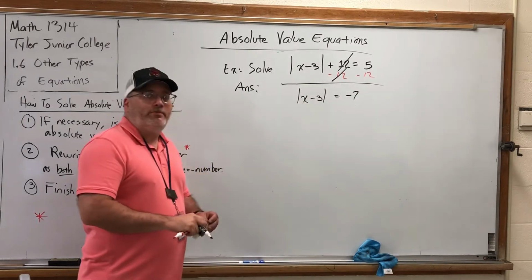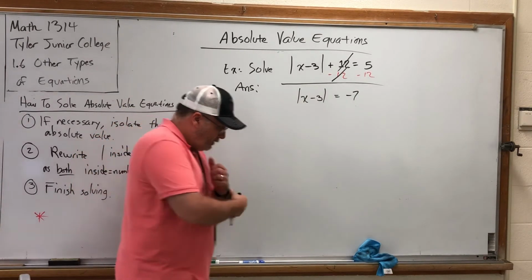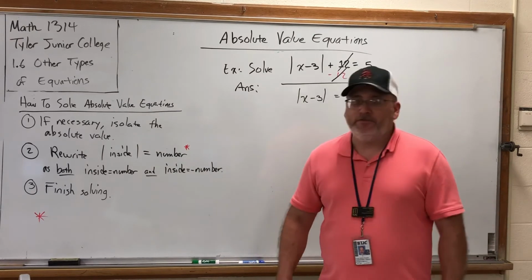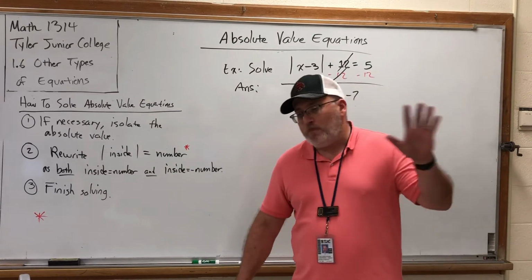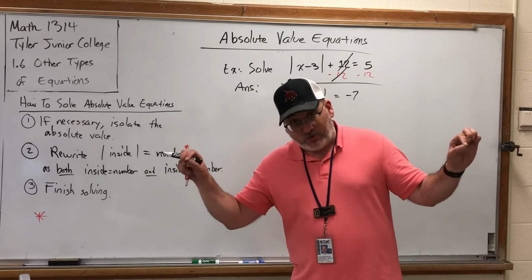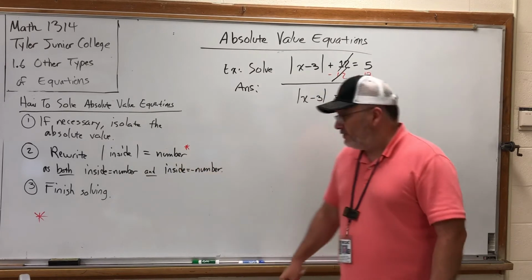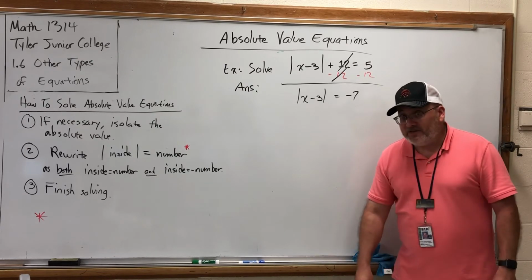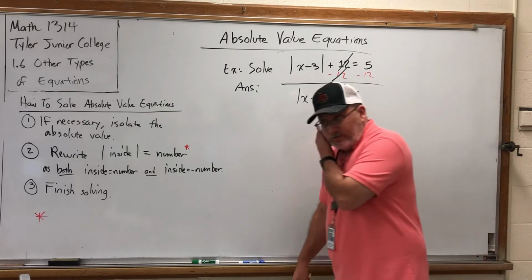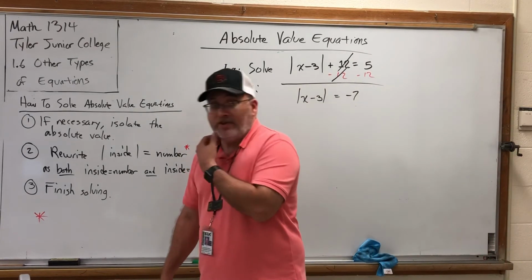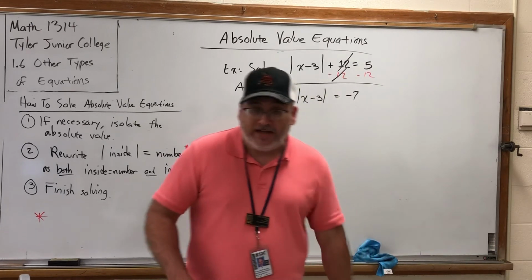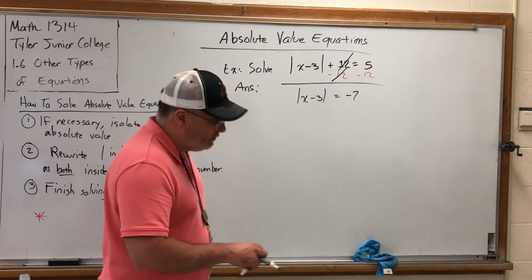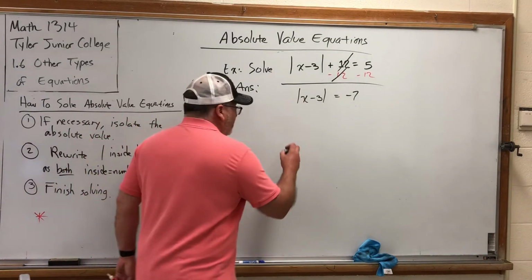Why is this a problem? What does absolute value do? Turns things positive. What does the absolute value mean? Distance from 0. Distance is never negative. I'm trying to find an absolute value that's equal to negative 7. Well, here's some news. An absolute value will never be negative anything. At the very least, it will come out 0. Usually it comes out positive. This equation has no solution.